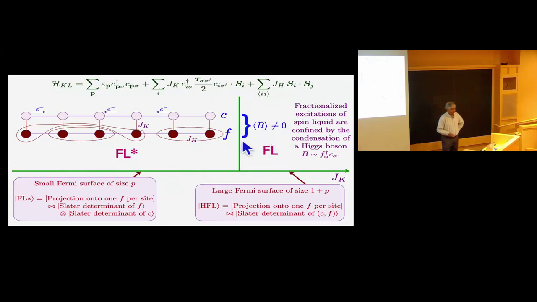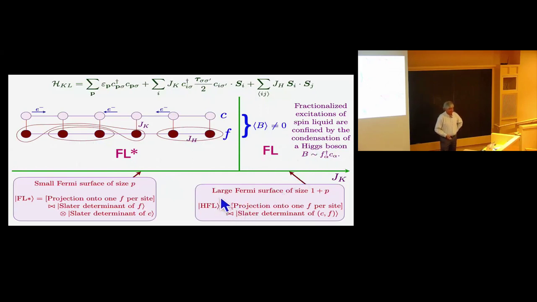And so this Higgs boson is a hybridization, roughly stated, of the F and C. Maybe you can call it a hybridization boson, and in past days it used to be called the slave boson. Anyway, so when this condenses, then you get a large Fermi surface.